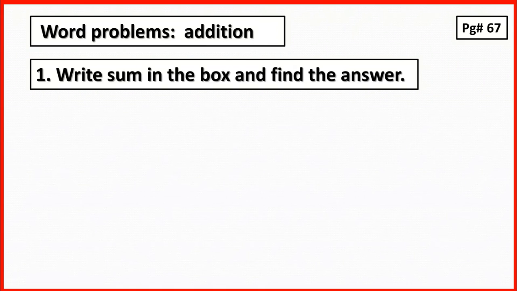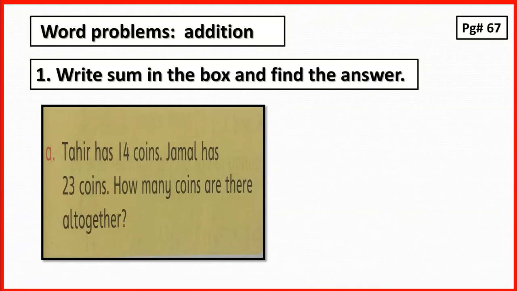Now I'm going to do page number 67, word problems, addition. The question is, write the sum in the box and find the answer. The first one is: Tahir has 14 coins. Jamal has 23 coins. How many coins are there altogether?